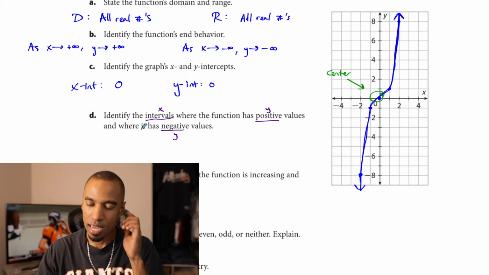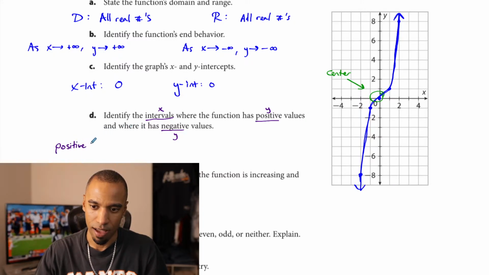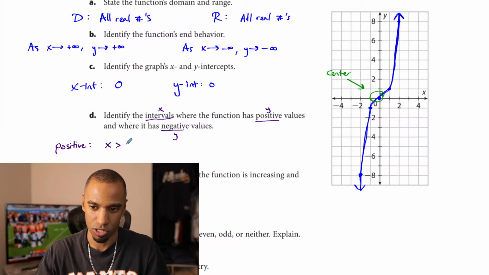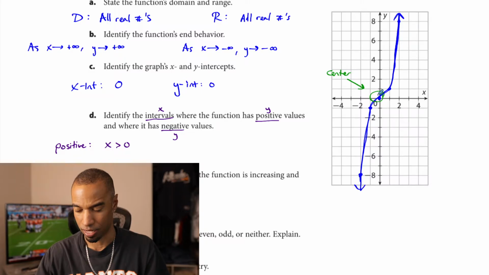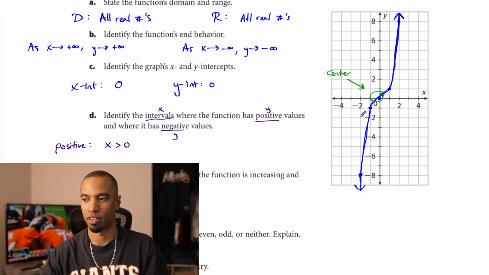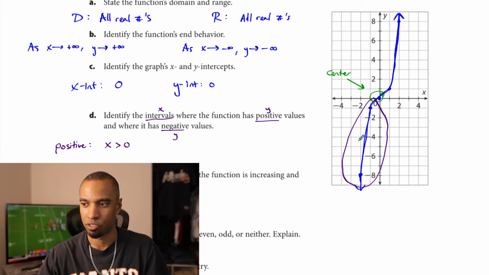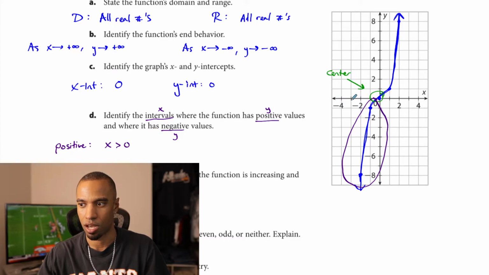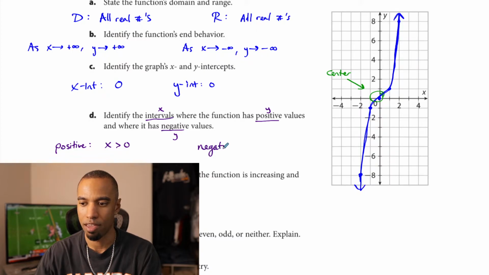So the way that we state that is the positive interval is every value of x that is greater than 0. When x is 0, y is 0. That's not positive or negative. Any x value that's greater than 0, like 1 and 2 and 3 and 4, all those will give you positive y values. The negative y values come at the x values like -1 and -2 and -3. Those when x is less than 0, when x is negative numbers. So the negative y values occur when x is less than 0.